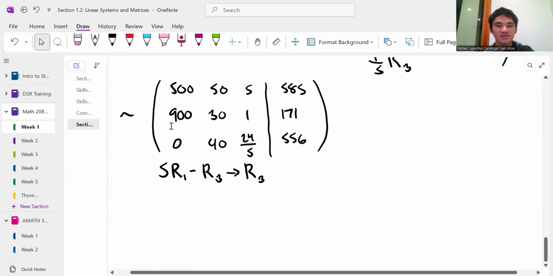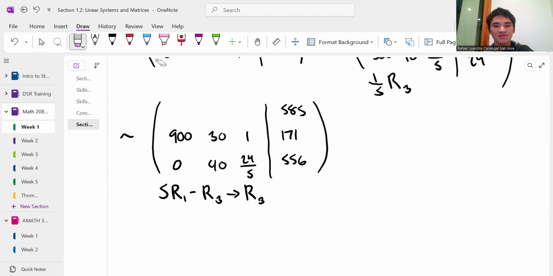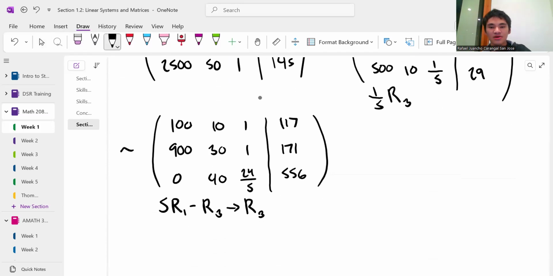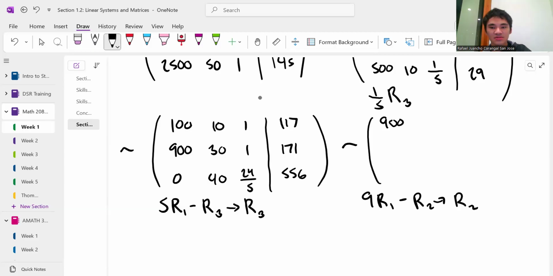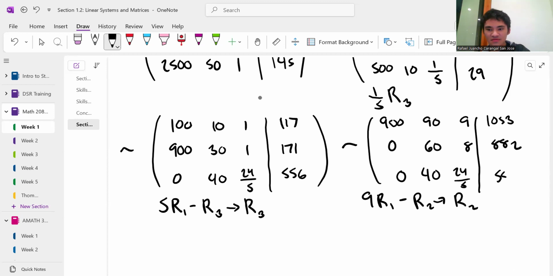Okay, what's next? Now I try to make this 0. So I'm actually going to rescale, put all of these back to 1 0 0, and 1, 117. I could do that, right? Now I'm going to multiply row 1 by 9, subtract it to row 2, and then assign that difference to row 2. So this becomes 9 0 0. 117 times 9, 1053. Okay, then I subtract it to here. 900 minus 900. 90 minus 30, 60. 9 minus 1, 8. 1053 minus 171, 882. Let me copy. 24, 5, 5, 5, 6.